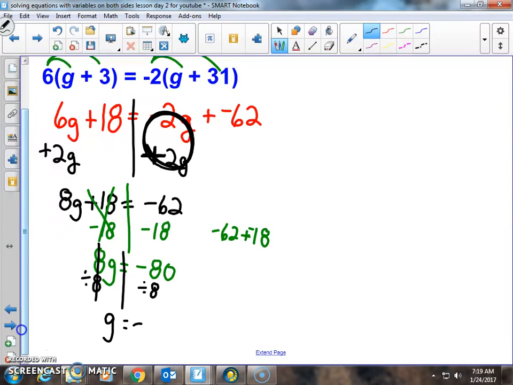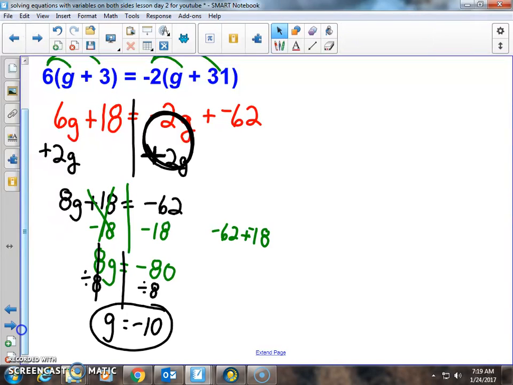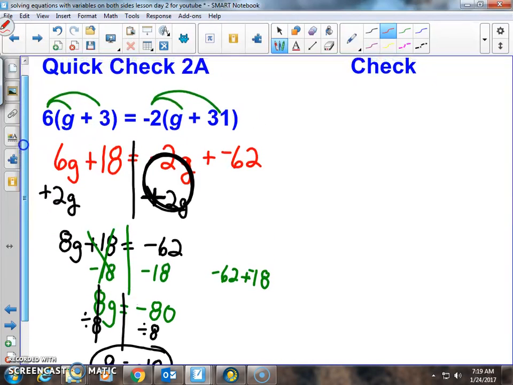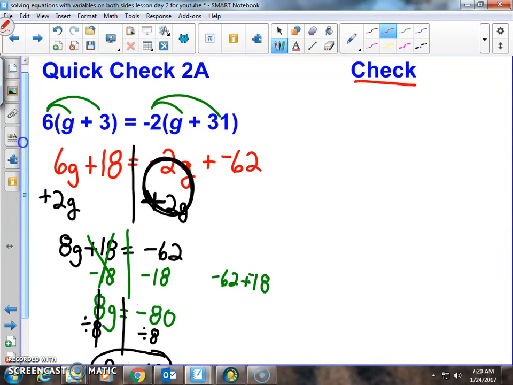So that gives me g is equal to negative 10. I'm almost positive that g is negative 10, but I'm going to go over into the open space and check it. That's why it says to check it. To check it, we substitute.